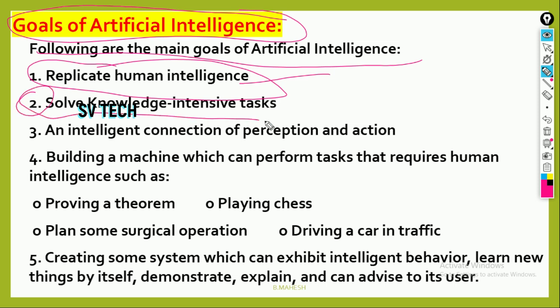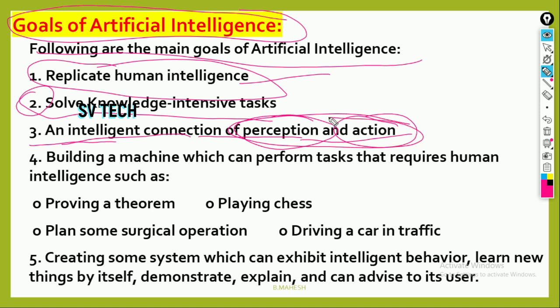The second one is to solve knowledge-intensive tasks. Those are tasks that take more time for humans to think through, but our goal is to make an artificial intelligent machine think and solve those intensive tasks. The third is an intelligent connection of perception and action. Here perception means how we see things, how we observe things and learn. That will lead to an action by the machine. We will discuss perception and action in future classes.